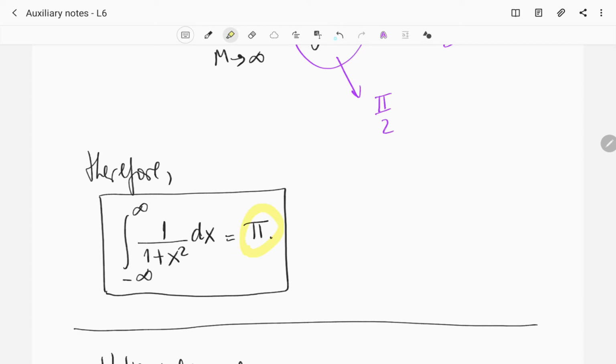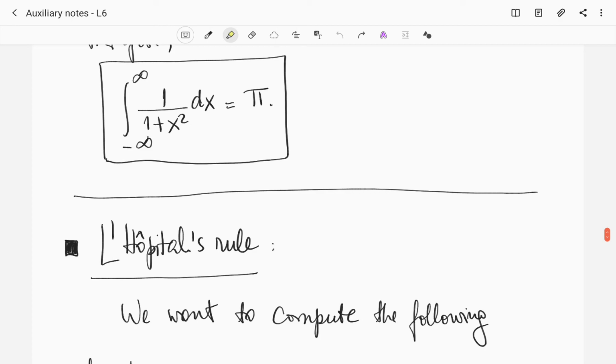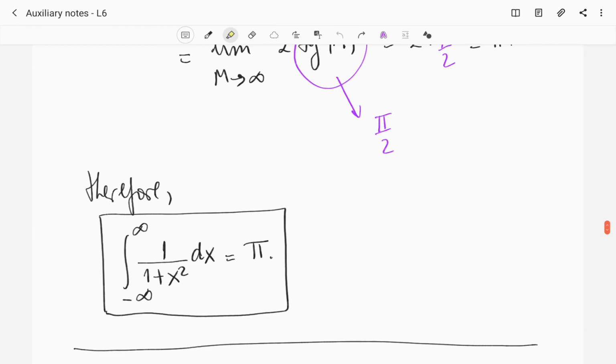We can say that it converges, but again, it doesn't matter. We are interested in computation, so it doesn't matter if the word is diverges or converges. Okay, so that was the first important tool for lecture 6.